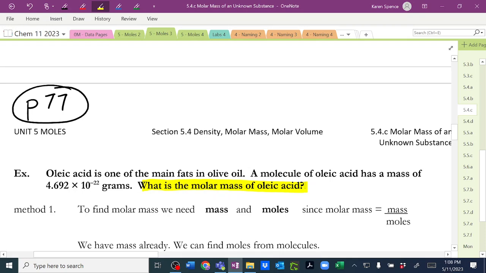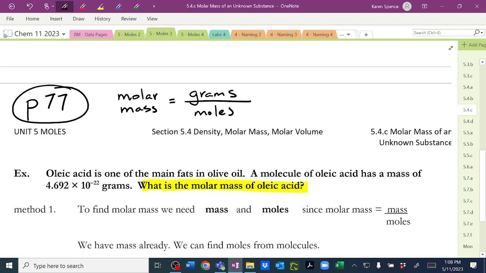So that means that this is an unknown substance. We don't know its formula. So we need to use what we know about molar mass. What is molar mass equal to? What are the units? Grams over moles. You're responsible for knowing that. If you don't know that, you won't be able to solve this kind of question.